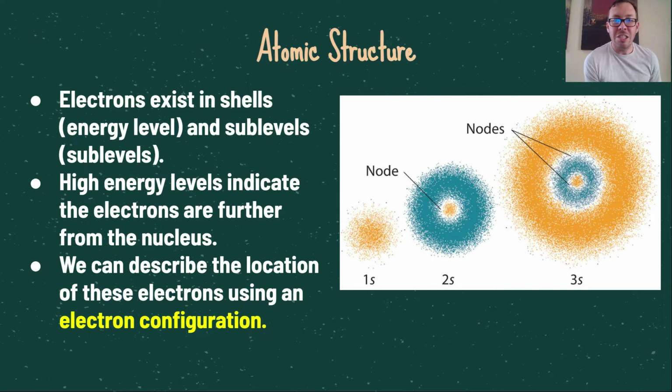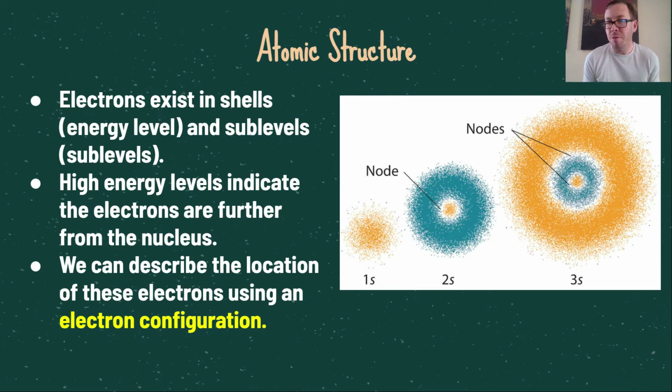Now, electrons exist in shells and sublevels. Those shells are also known as the energy level. Higher energy levels indicate that those electrons are further from the nucleus. You can just think of them as having more energy as they are further away from the nucleus. Now, we can describe the location of these electrons roughly using what is known as an electron configuration.